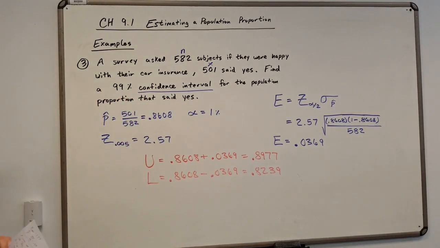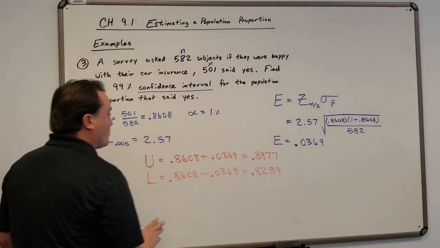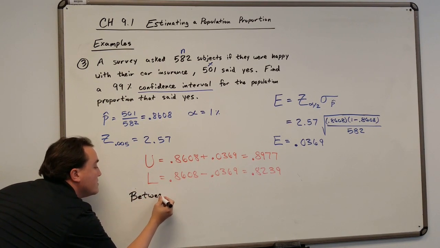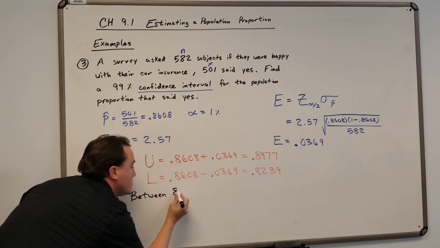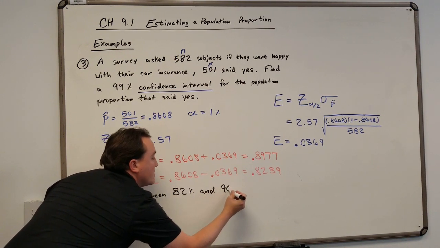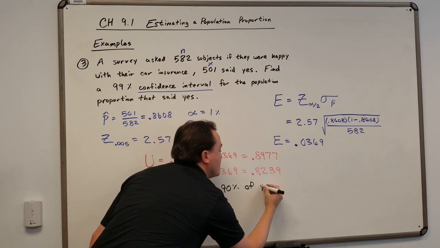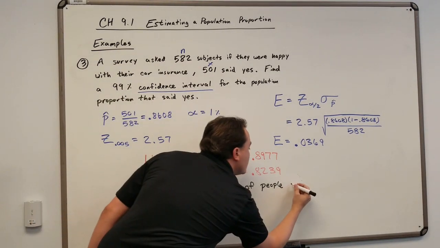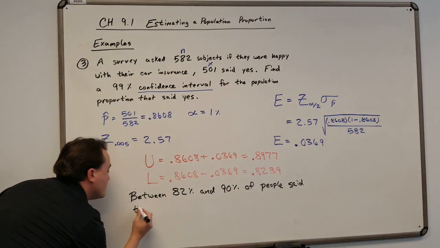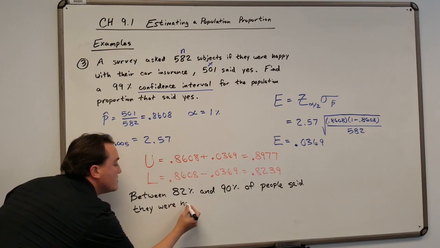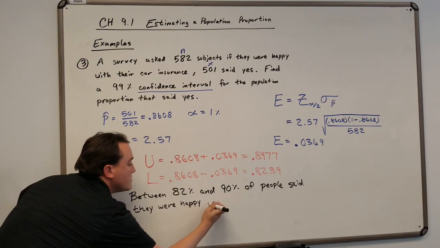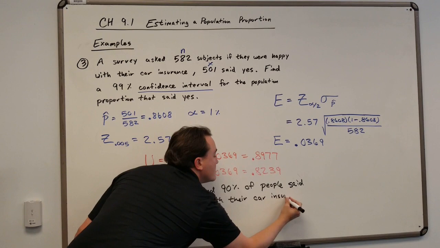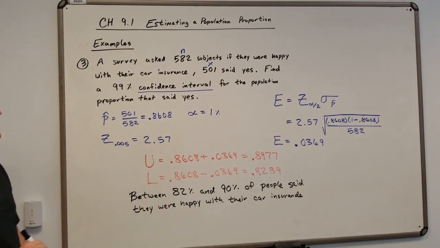So let's make a statement about what we just found, okay? So we can say with confidence, between, let's say 82% and 90% of people said they were happy with their car insurance, with a 99% confidence level.